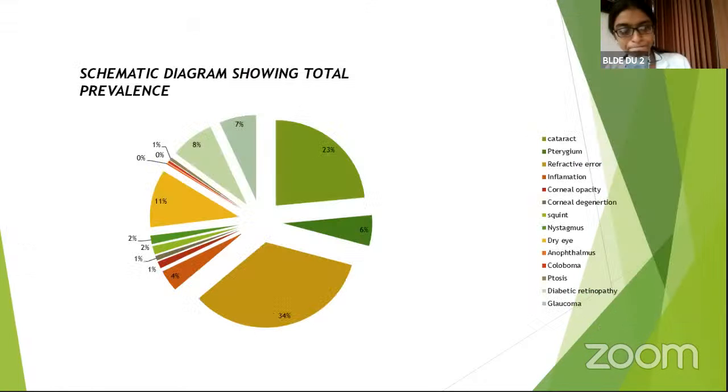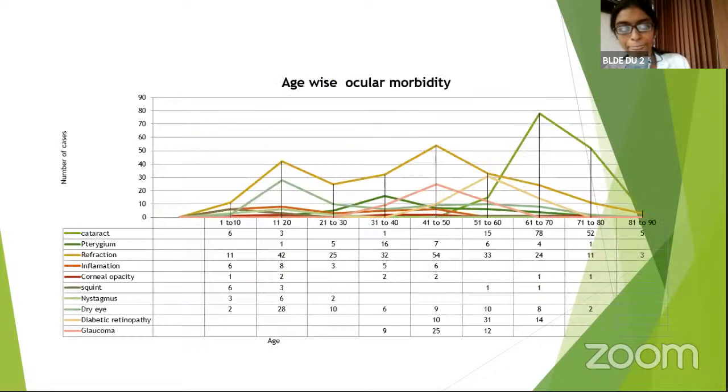This schematic diagram shows the total prevalence, the highest being refractive error, followed by cataract. This is an age-wise ocular morbidity graph, which shows cataract highest in the age group of 61 to 70 years, while refractive error was highest between 41 to 50 years and 11 to 20 years.